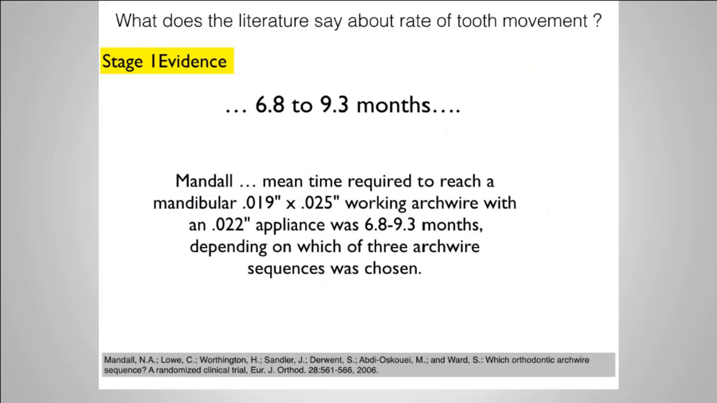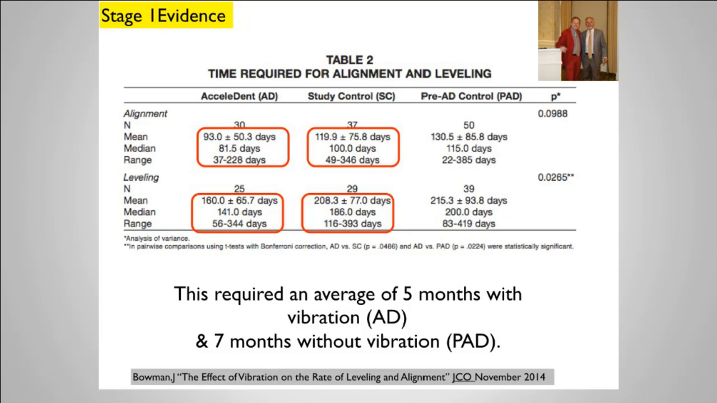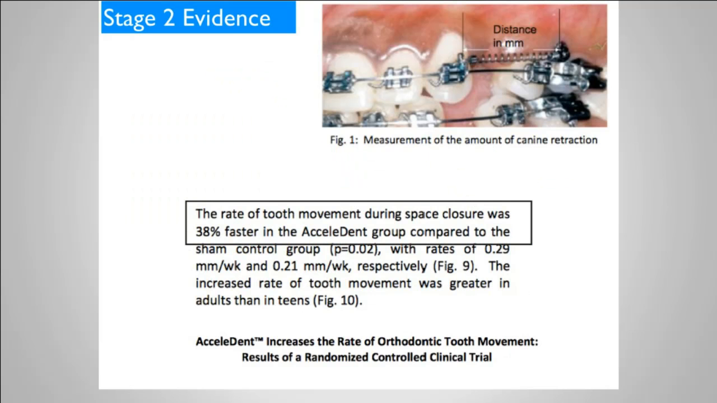Early evidence came from Mandall. In his study, 6 to 9 months was the amount of time it took him to level, and he defined leveling as reaching the stage of a 19 by 25 stainless steel working wire using an .022 appliance. So on average, 6.8 to 9.3 months. Jay Bowman, in his study in the Journal of Clinical Orthodontics, said his study showed 5 months with accelerated tooth movement and 7 months without the accelerated tooth movement.